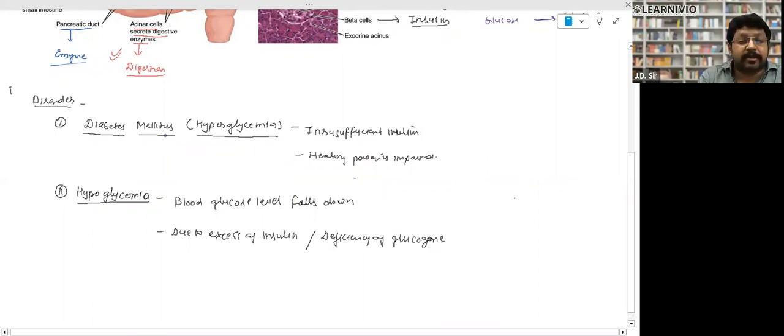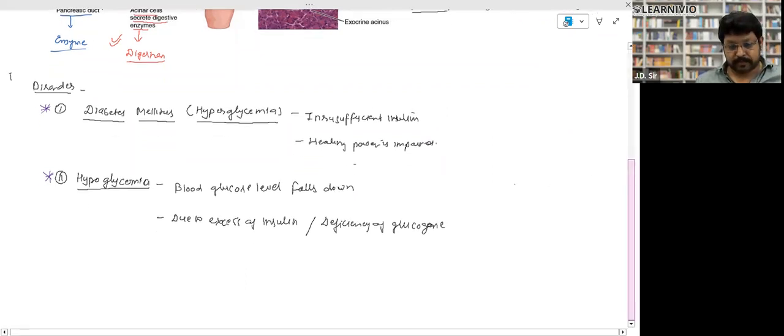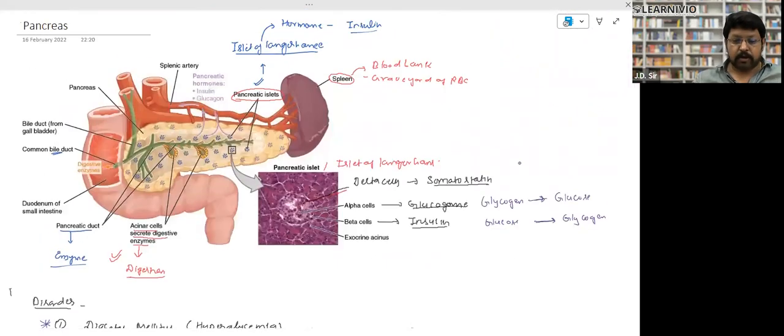Hyperglycemia or diabetes mellitus, the normal diabetes which we call sugar, takes place, and this is very, very important, because of insufficient insulin secretion, and healing power is impaired. Hypoglycemia is low sugar. This is more dangerous than hyperglycemia. Blood glucose level falls due to excess of insulin or deficiency of glucagon. These both are important. Somatostatin has to do with the growth hormone.